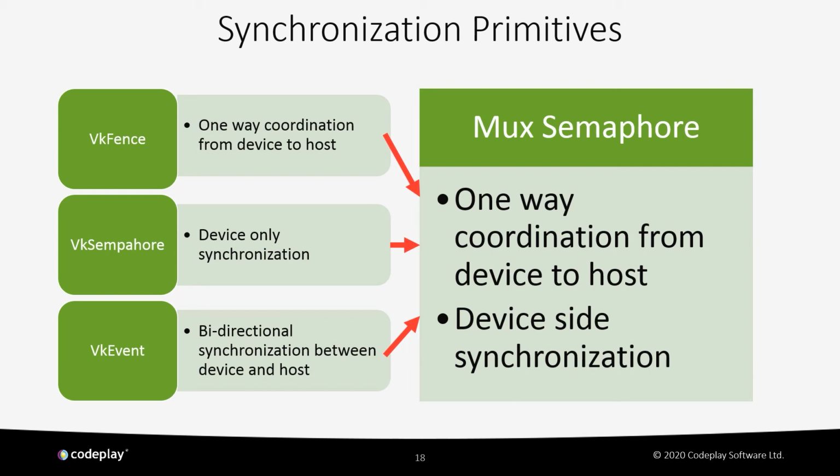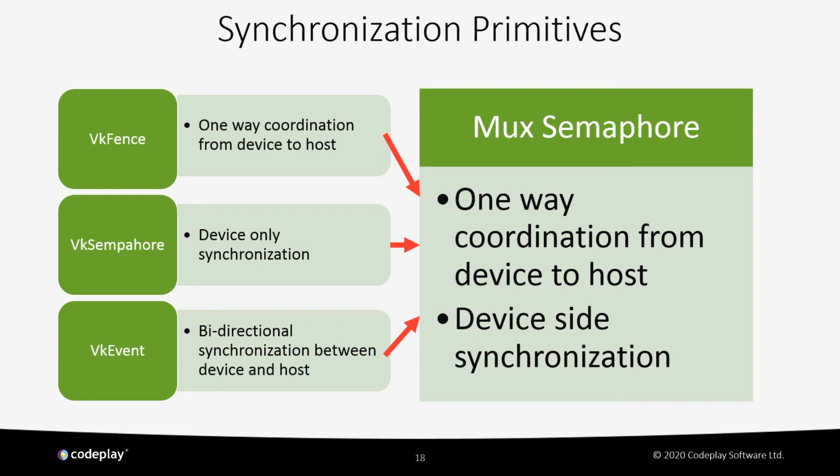Whereas in MUX, we've got a single synchronization primitive that does one-way coordination from device to host and device-side synchronization, which is really good for mapping to OpenCL events, but not so great for mapping to Vulkan. Ideally we'd rename MUX semaphore to MUX event and then create a bespoke MUX semaphore type for efficient device-side synchronization. Fortunately, one of the nice parts about MUX being an internal standard is that this is absolutely on our to-do list, and we can change this and we don't need to be especially backwards compatible.